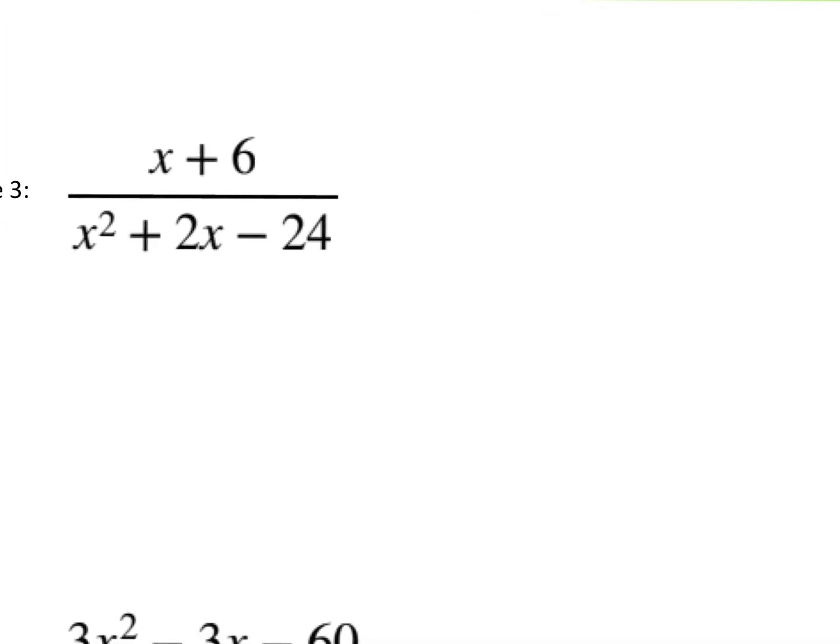Okay. On top, how many terms do I have? 2, and can it be factored? No. On the bottom, how many do I have? I have 3. How do we factor that? X method. You remember. Okay, so we draw an X.